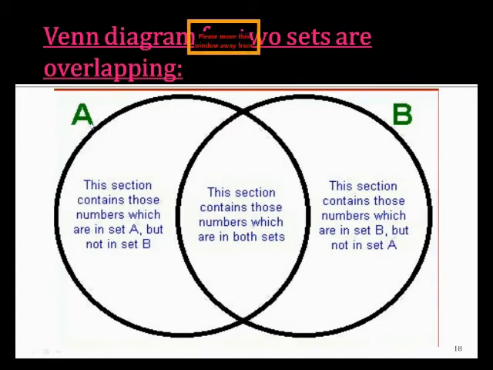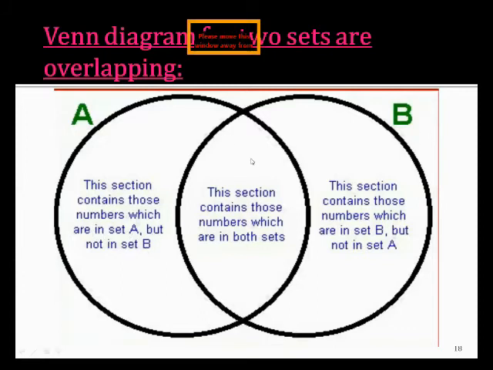Just like here we have a set A, we draw a circle for the set A, and we have a set B. So for the set B we draw another circle, but these circles are overlapping with each other. Now in this section of set A, or this circle, what do we have? This section contains those numbers which are in set A but not in set B. Students, please listen to me carefully. This section contains those elements which are in set A but not in set B.